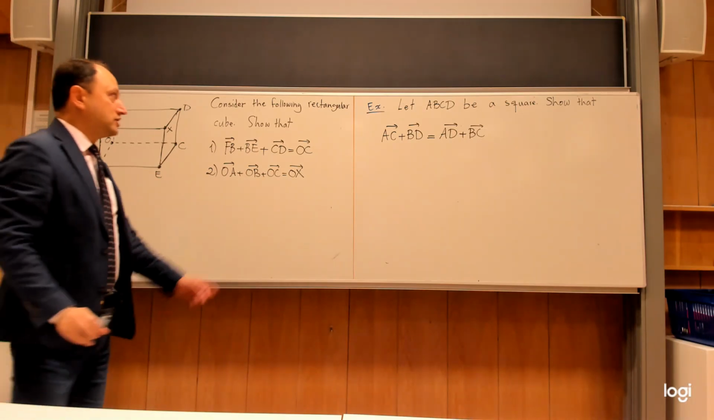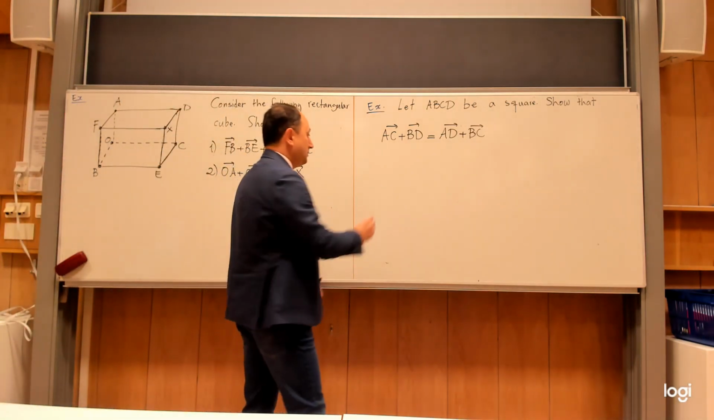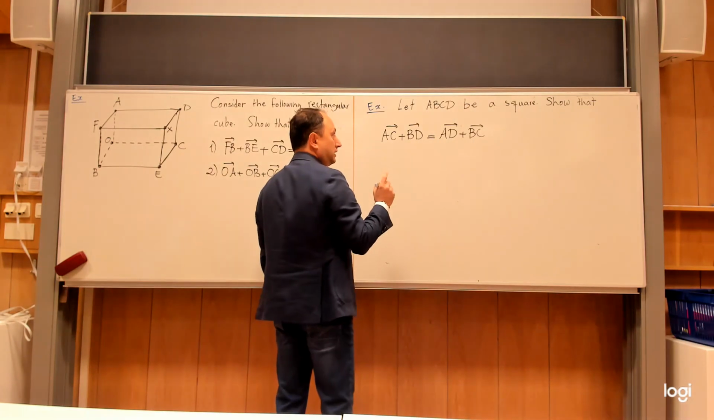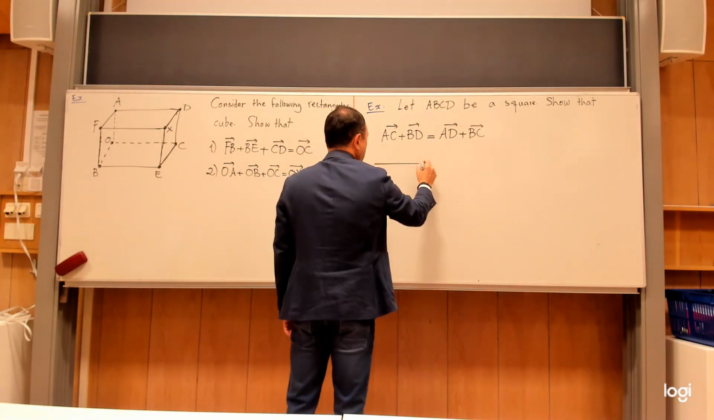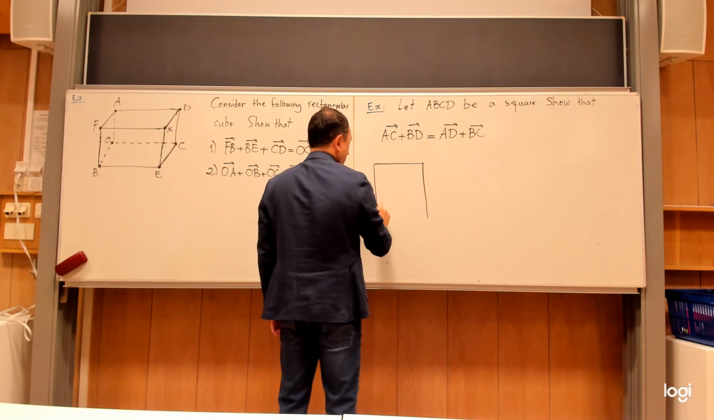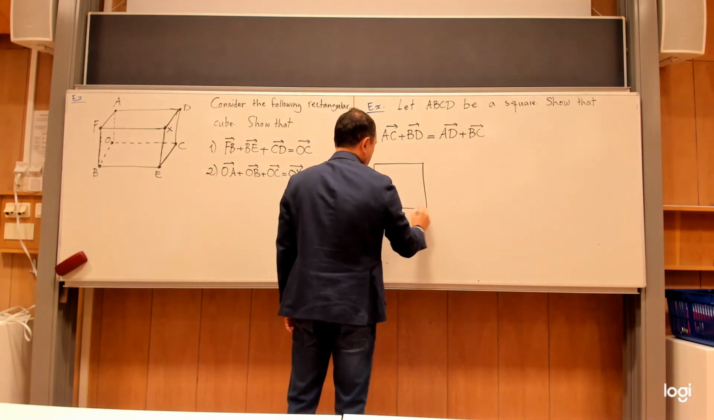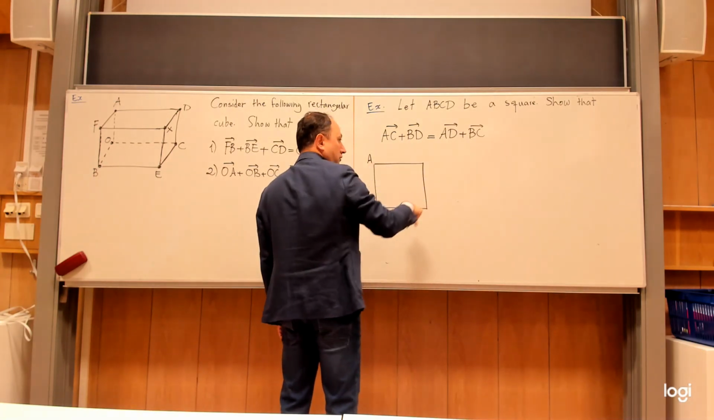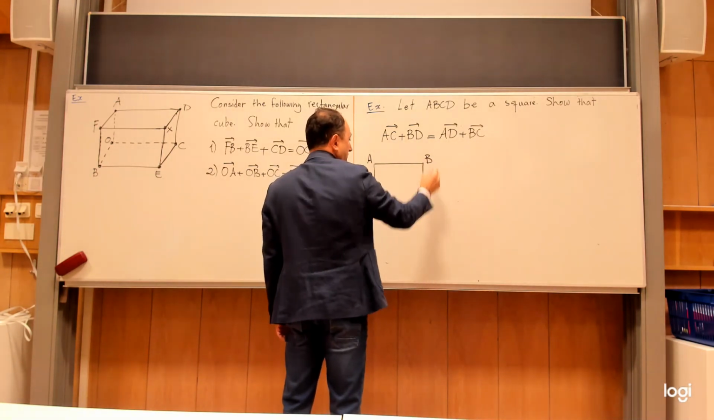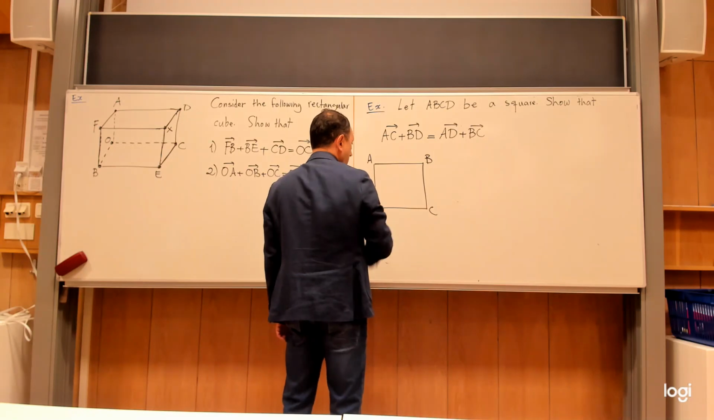So first of all, let me draw a picture for ABCD. I have to draw a square, and I have to respect the rule that I mentioned to you. So I draw a square, I try to draw a square at least. And then, if I start from A, I decide to go clockwise. So this would be B, this would be C, this would be D.